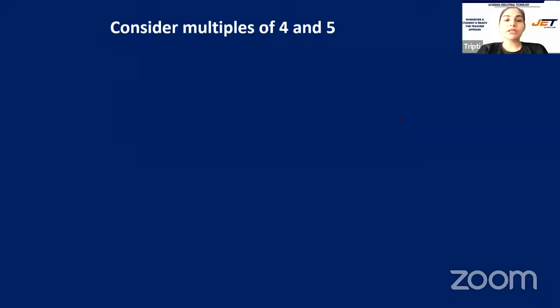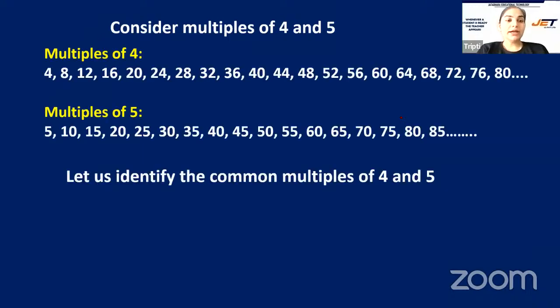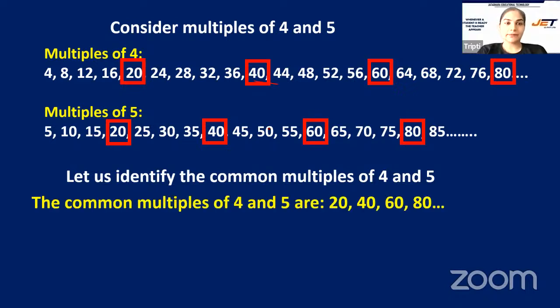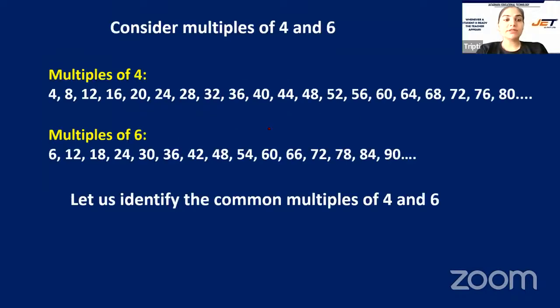If we talk about the common multiples of 4 and 5, these are the multiples of 4 and these are the multiples of 5. Common means the same. If you figure out, 20 is there in both, then I can see 40 in both. I can see 60 in both. Then we have 80. So the common multiples of 4 and 5 are 20, 40, 60, 80.